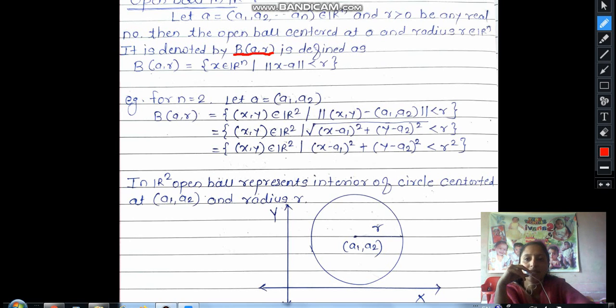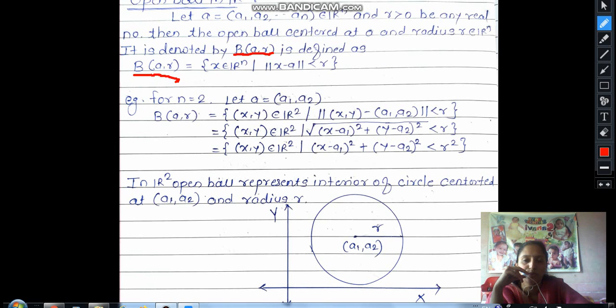Remember, the open ball can be written as B(a, r), where a is the center and r is the radius, and it is defined as B(a, r) = {x belongs to Rn such that the norm of x minus a is less than r}. That is, the distance between the points x and a is less than the radius. Then all these points are in the open ball B(a, r). Okay, look at one example. Then you will be clear on the idea of the open ball.